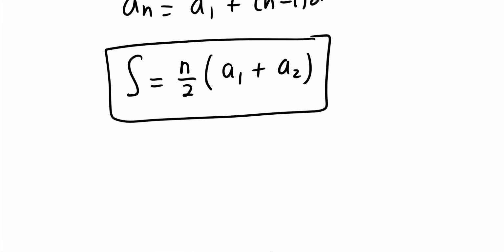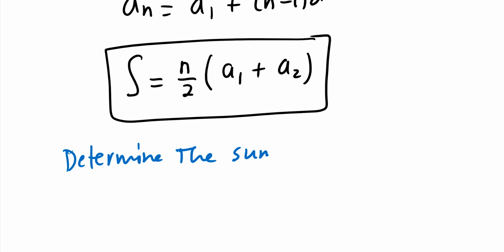So, let's look at an example. Determine the sum of the sequence 2 plus 4 plus 6 plus all the way to 88. Well, that's going to take a lot of time. If you want to list all of them first and then add all of this stuff up, that's going to take a lot of time.